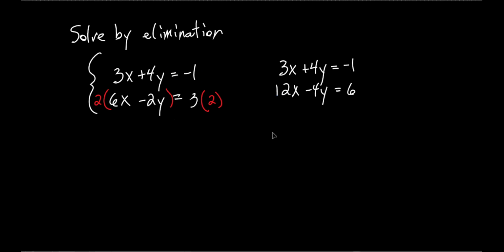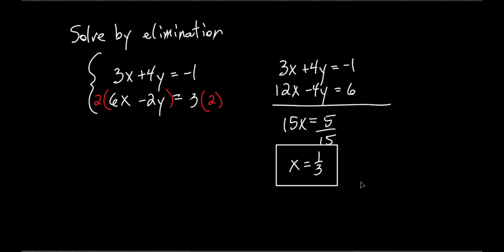All right, so let's continue with the red. Now look what we did. We made this a negative 4y, so when we add these up, they'll add up to 0. So they cancel. What's this? 15x equals 5. Divide by 15, x equals 1/3. All right, we're not finished. We got to solve for y.